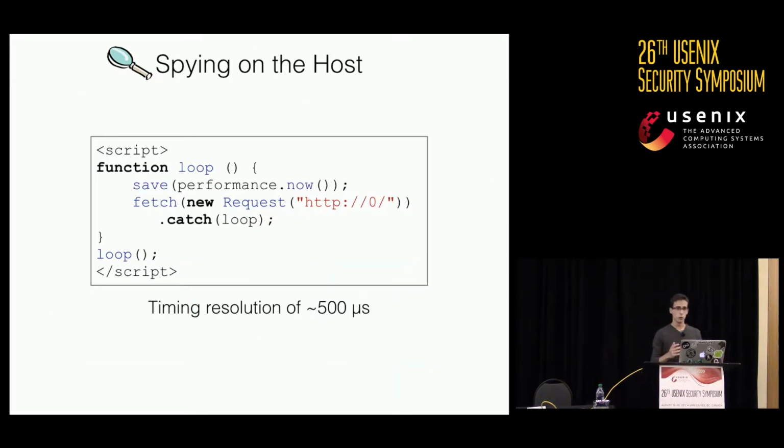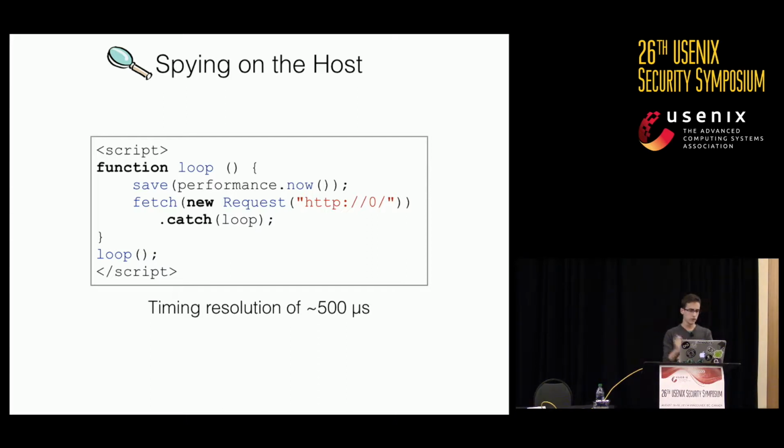And to give you an idea of how easy it is to do this, this is all the JavaScript that we need to obtain an event delay trace for this host process, for this event loop in the host process. Here we have a loop function that, first of all, saves a timestamp. Performance.now is simply the JavaScript API for getting a high-resolution timestamp. And the save function will only push this value into a pre-allocated array.